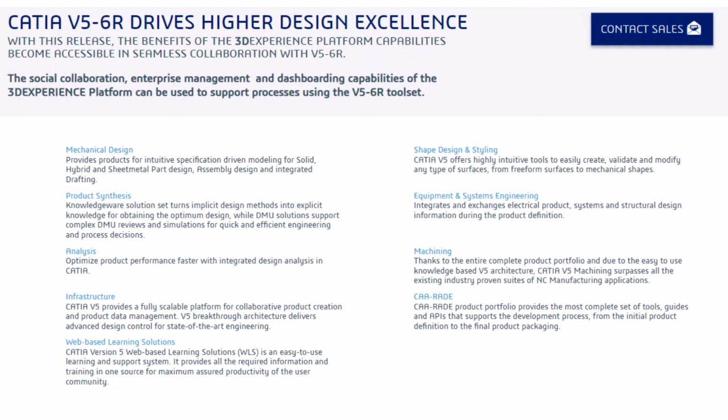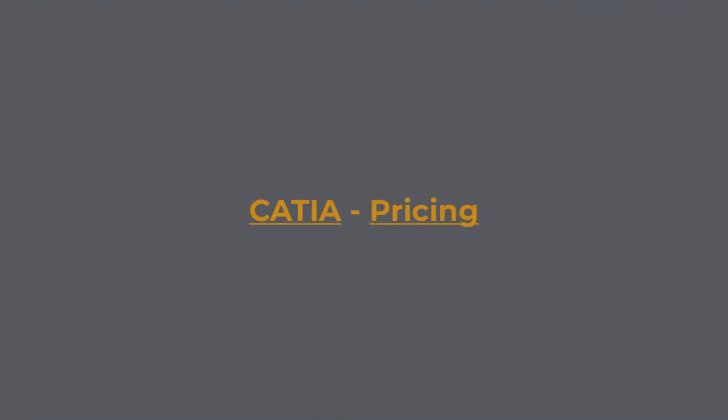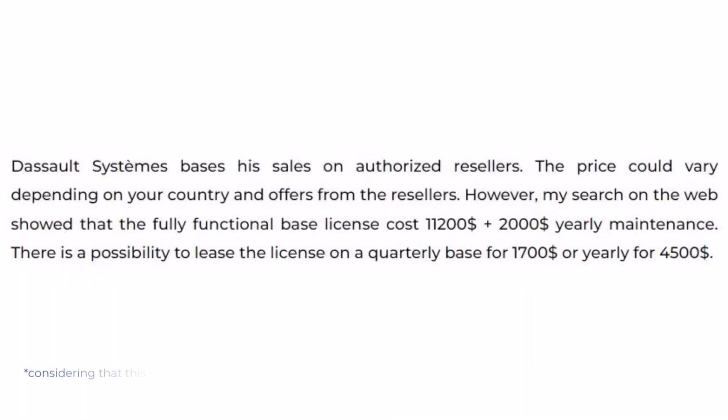Mechanical design, product synthesis, analysis, infrastructure, web-based learning solutions, shape design and styling, equipment and systems engineering, machining. Pricing. Dassault Systèmes bases its sales on authorized resellers. The price could vary depending on your country and offers from the resellers. However, my search on the web showed that the fully functional base license cost $11,200 plus $2,000 yearly maintenance. There's a possibility to lease the license on a quarterly basis for $1,700 or yearly for $4,500.